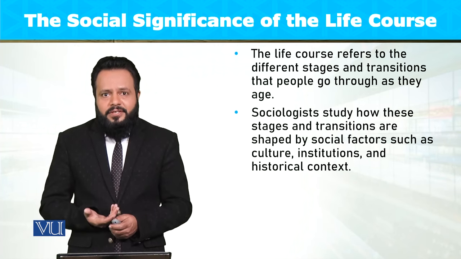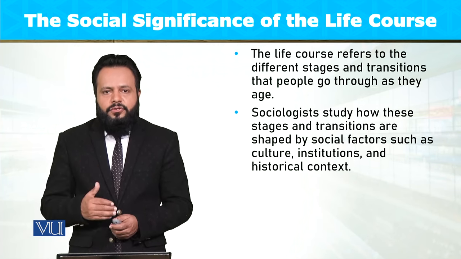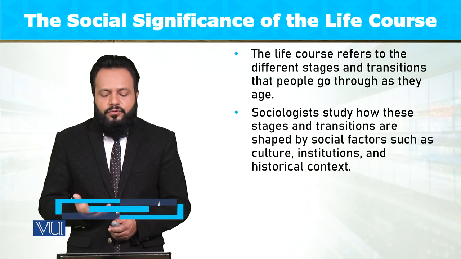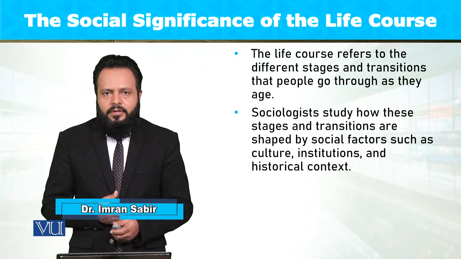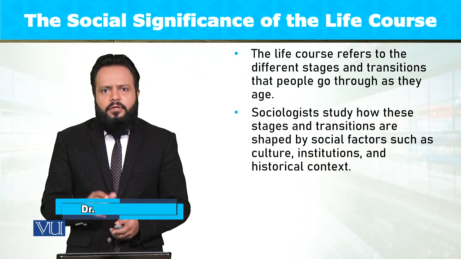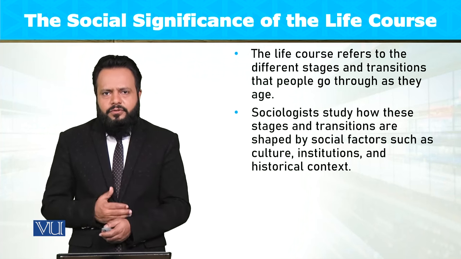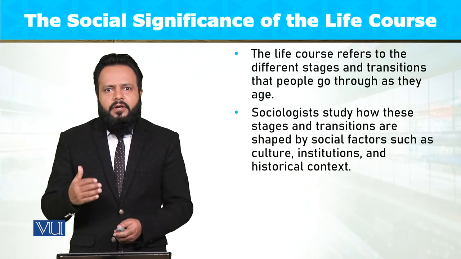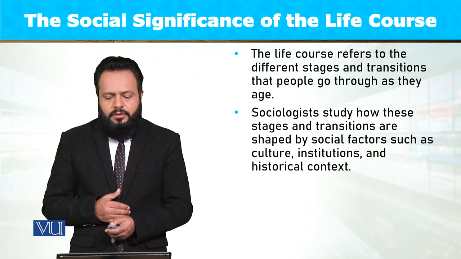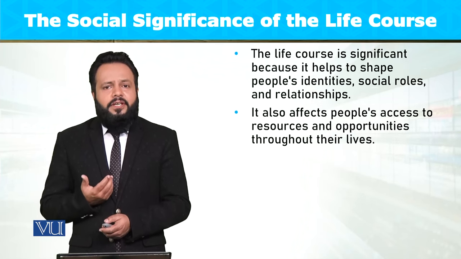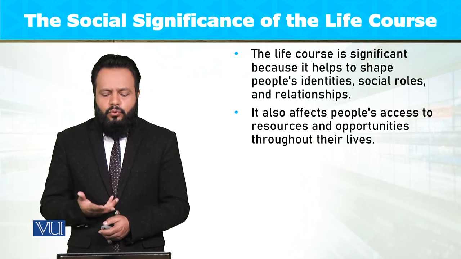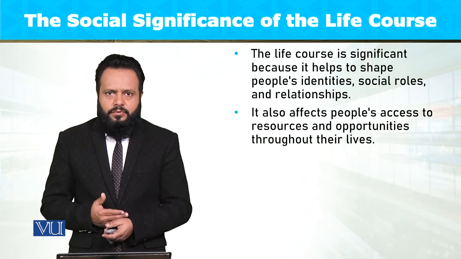An individual goes through a lot of different stages throughout life. So sociologists study how the stages and transitions are shaped by social factors such as culture, institutions, and historical context. Childhood, adolescence, adulthood, and old age. These are different life stages, and a life course can have very significant consequences for the later life of the individual. So life course is significant because it helps to shape people's identities, social roles, and their relationships.